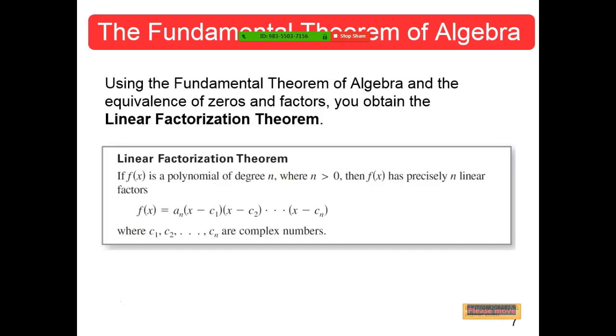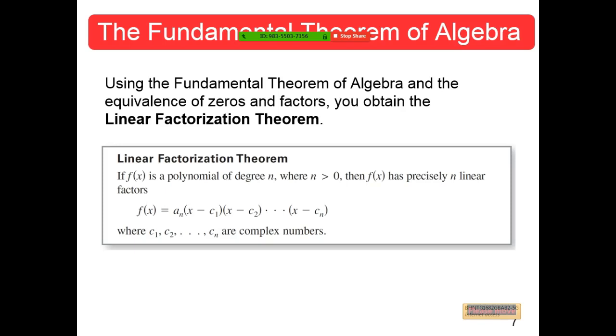Okay? So, using that fundamental theorem of algebra and the equivalence of zeros and factors, you can obtain the linear factorization theorem. This is all on page 152. If anyone's just getting the book open, this is chapter 2, polynomial and rational functions, 2.5, zeros of polynomial functions. First page in that section, page 152. If f of x is a polynomial of degree n, as long as n is greater than 0, n 1, 2, 3, 4, 5, any of those numbers, then f has precisely n linear factors.